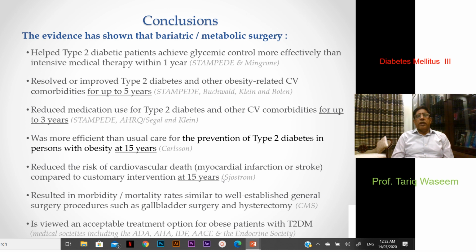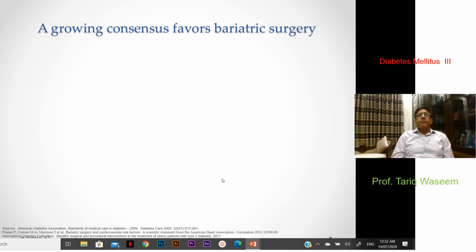Morbidity and mortality rates were the same as for general procedures such as gallbladder surgery and hysterectomy. So it is not risky to undertake this surgery, and it is regarded as an acceptable treatment option for obese type 2 diabetic patients. So there is a consensus developing for bariatric surgery to be used as a means of controlling glycemic control and weight control.